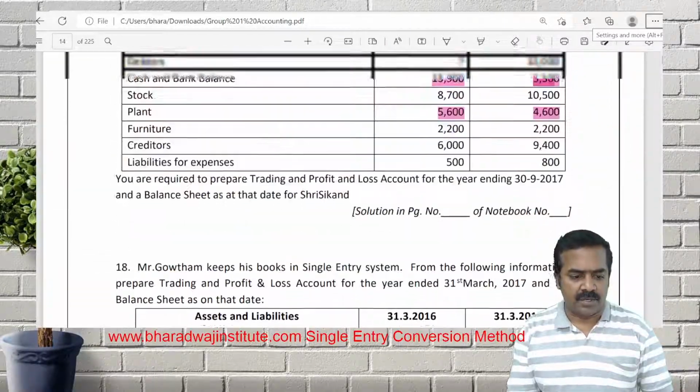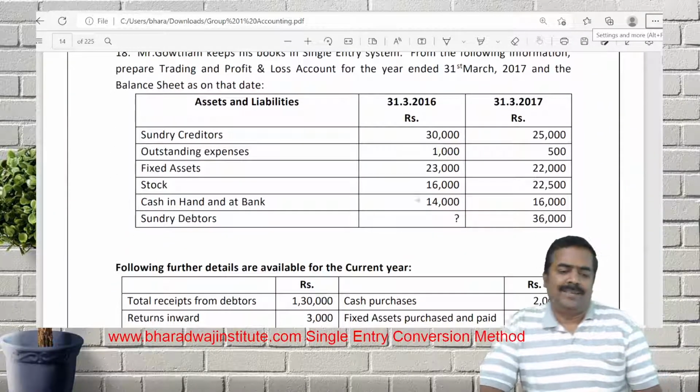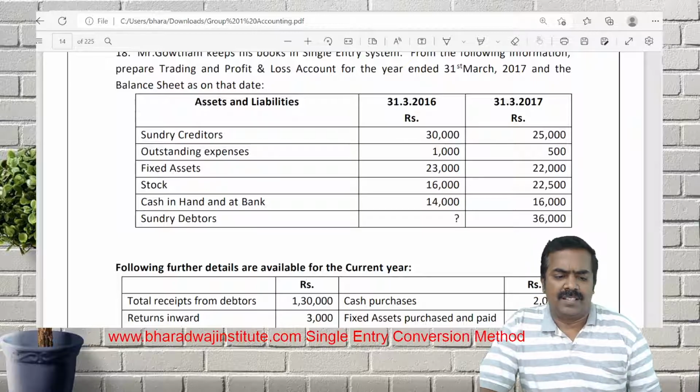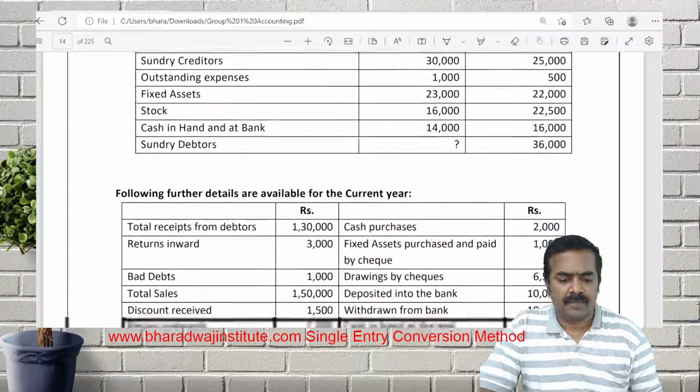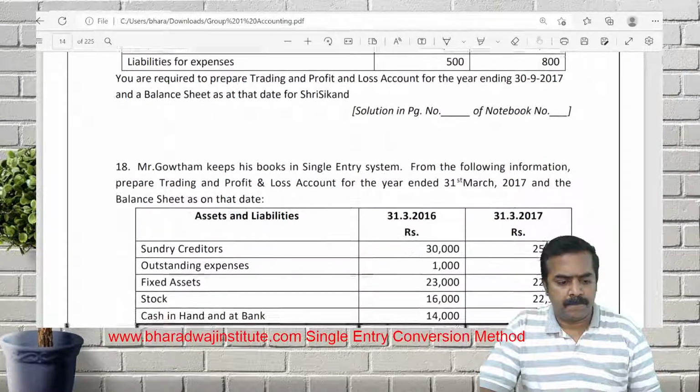Which question? Next, question number 18. It is given in the same model. Total difference from debtors.